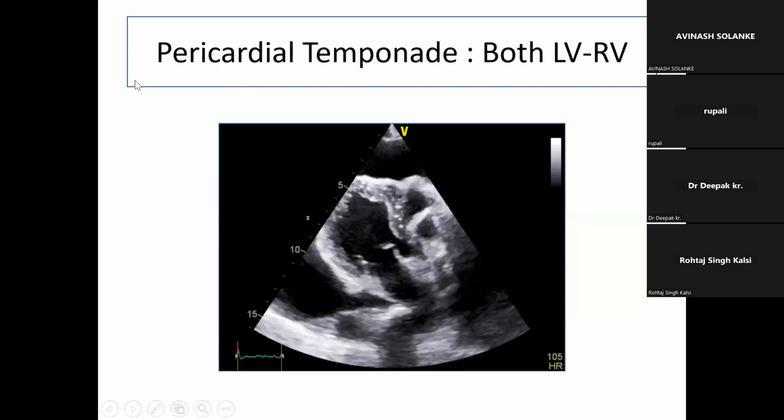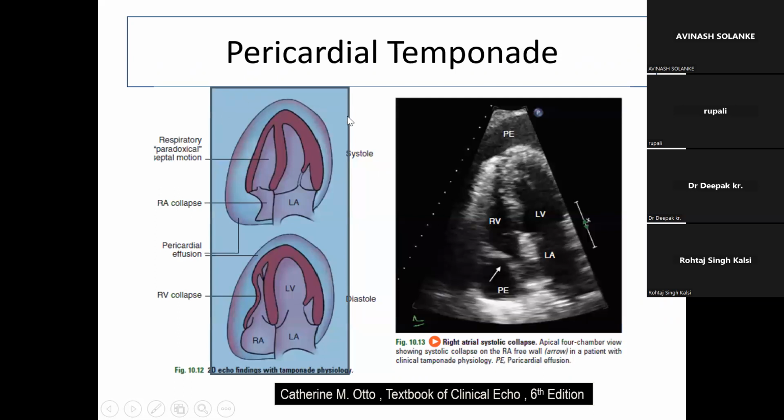And here is an example when we have this LV collapse because of large pericardial effusion. It's not only collapsing the RV and RA, but it's also collapsing the LV. It means the intrapericardial pressure is more than 120 millimeters of mercury. This is one word which is very, very important. And we often see this kind of a thing when we image these people in 4-chamber view. So what exactly happens? What does it mean?